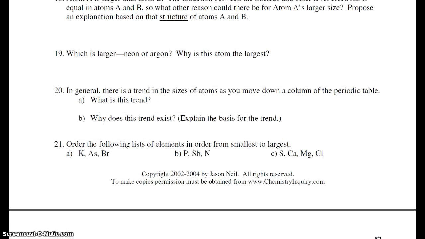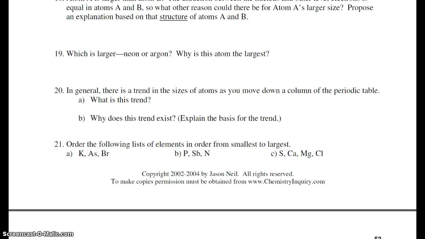So number 20, in general, there is a trend in the size of atoms as you move down the column of the periodic table. As you move down the column, this will be A. What is this trend? As we move down, the atoms get larger. Why does this trend exist? Going down a column means that the number of energy levels is increasing. Because the energy levels are increasing, this causes atoms to be larger.